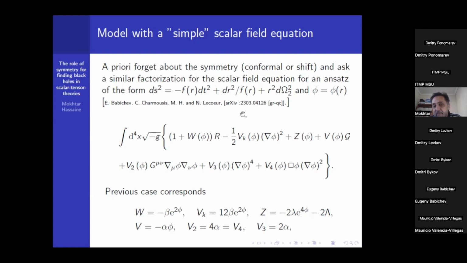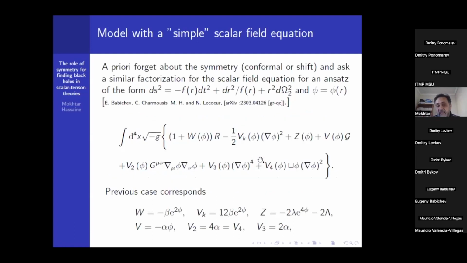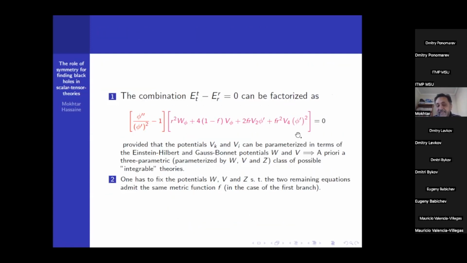Z is not appearing because we are considering an ansatz of the form F and 1 over F. And when we take this difference, the terms that are proportional to V disappear. Okay? So a priori, we have a free parametric class of possible integrable theories. They are parameterized by W, the Einstein-Hilbert potential, the Gauss-Bonnet potential, and this potential term that I just mentioned to you that is insensitive to this difference.